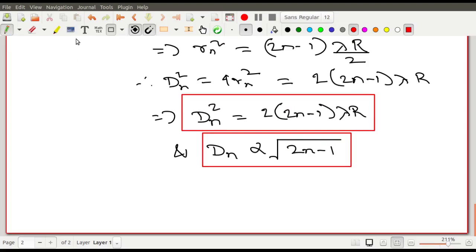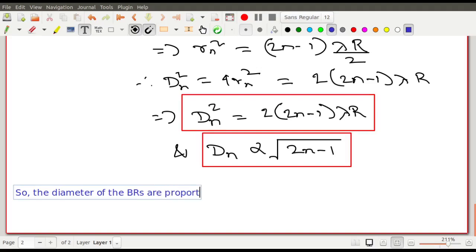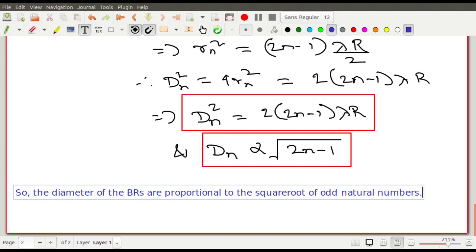So from here we can draw a conclusion, and the conclusion that I draw from here is that the diameter of the bright rings, BR I wrote, yes, bright rings, the diameter of the bright rings are proportional, very important result, to the square root of what? Proportional to the square root of odd natural numbers. So the diameter of the bright rings are proportional to the square root of the odd natural numbers.